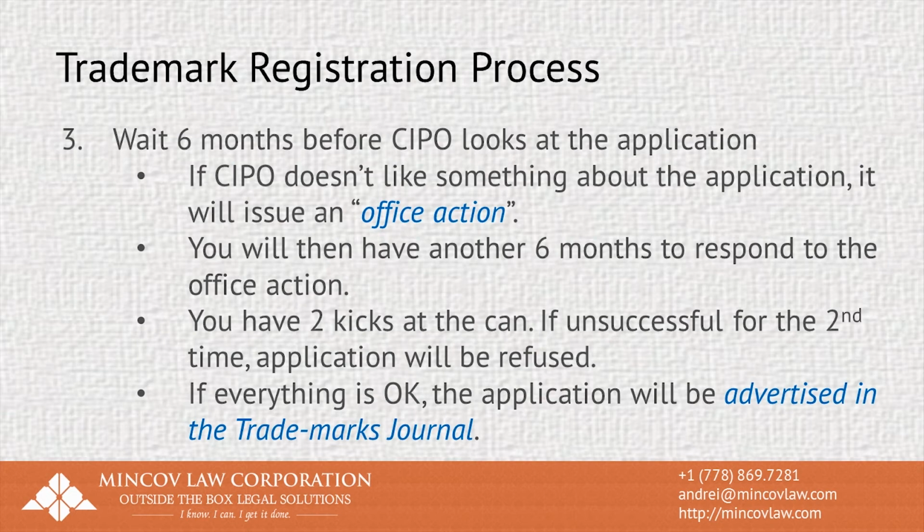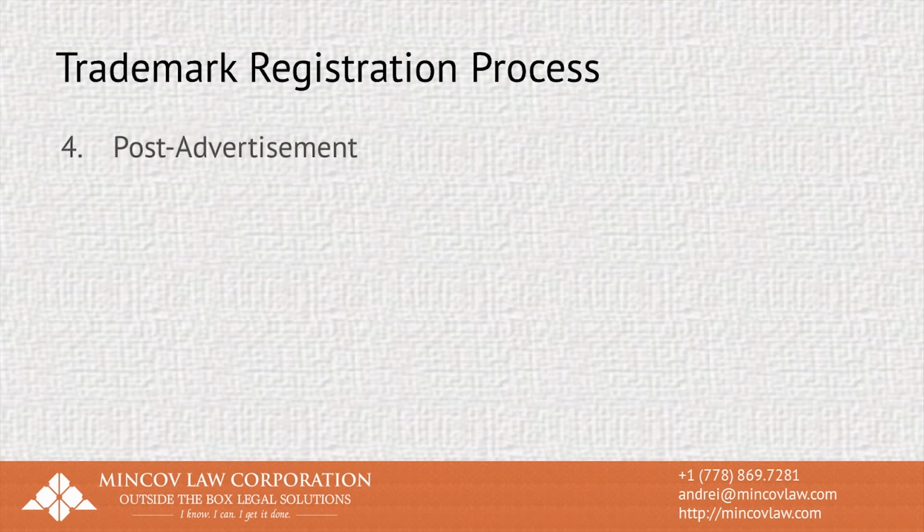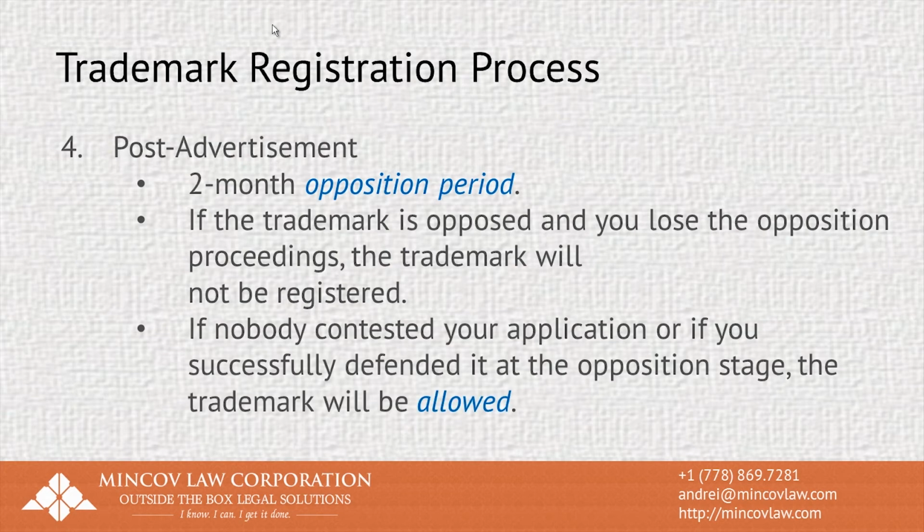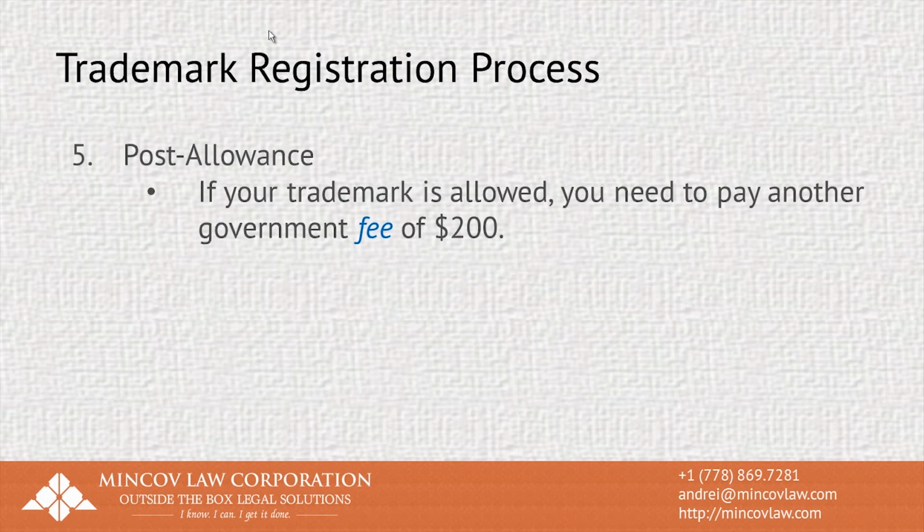If you convince the examiner that your trademark is registrable, your application will then be advertised in the Trademarks Journal. This opens a 2-month formal opposition period during which anyone can file a statement requesting that your trademark be denied. This is a rare occurrence, but it happens every now and then, especially if your trademark happens to be similar to a well-known trademark owned by a corporation with a substantial legal budget. If nobody contested your application, or if you were successful defending it during the opposition period, your application will be allowed. Now you will need to pay another government fee of $200.